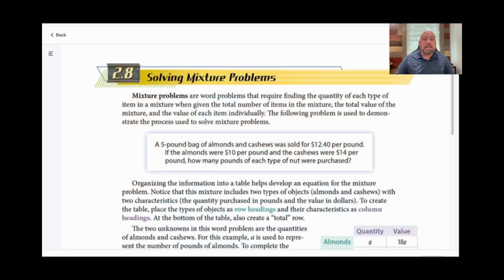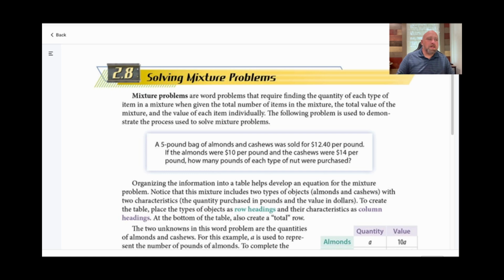Hey everybody, and welcome back to another fun and exciting Algebra 1 class. Today's lesson will be diving into lesson 2.8 in your books. That is on page number 69, and we'll be doing solving mixture problems. You might say, what is a mixture problem? Well, I'm glad you asked because you came to the right place to get the answer.